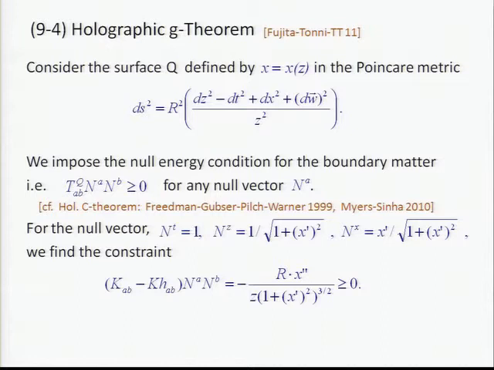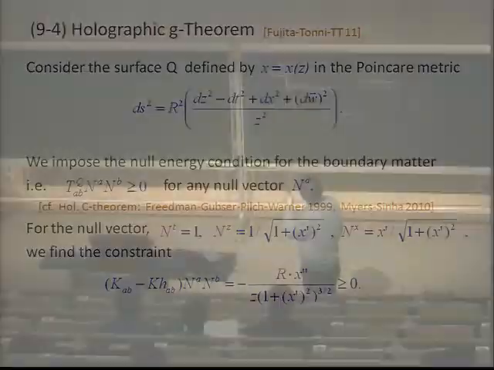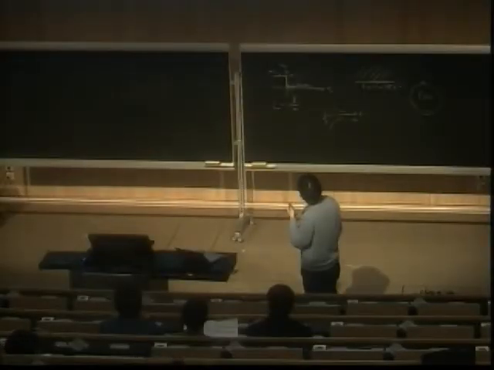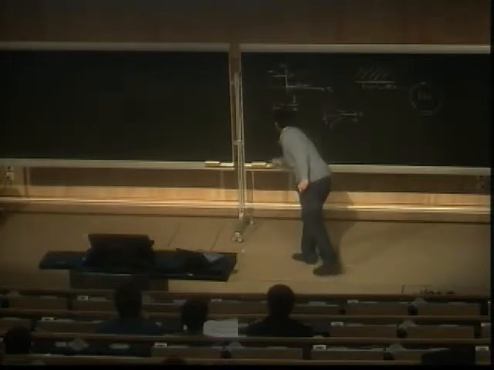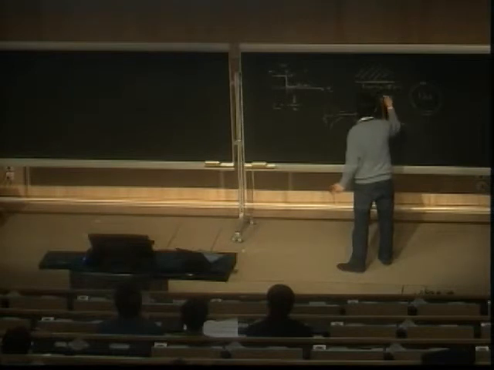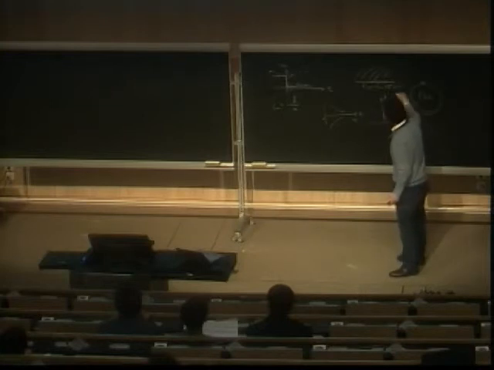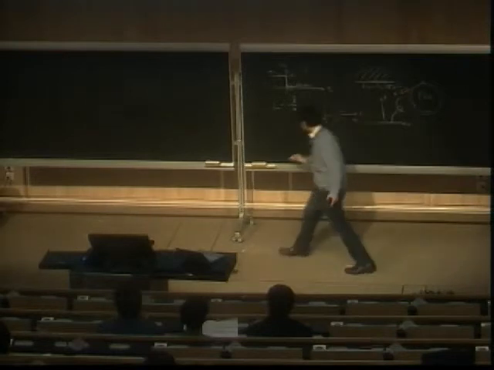And so, like in a holographic proof of the C theorem, we can impose the null energy condition. This is a Poincaré metric, and we assume that this boundary Q is parameterized by x equals x(z), embedded in this space-time. So we have this space-time, this is z, this is x, and we have some boundary Q, parameterized by x equals x(z).